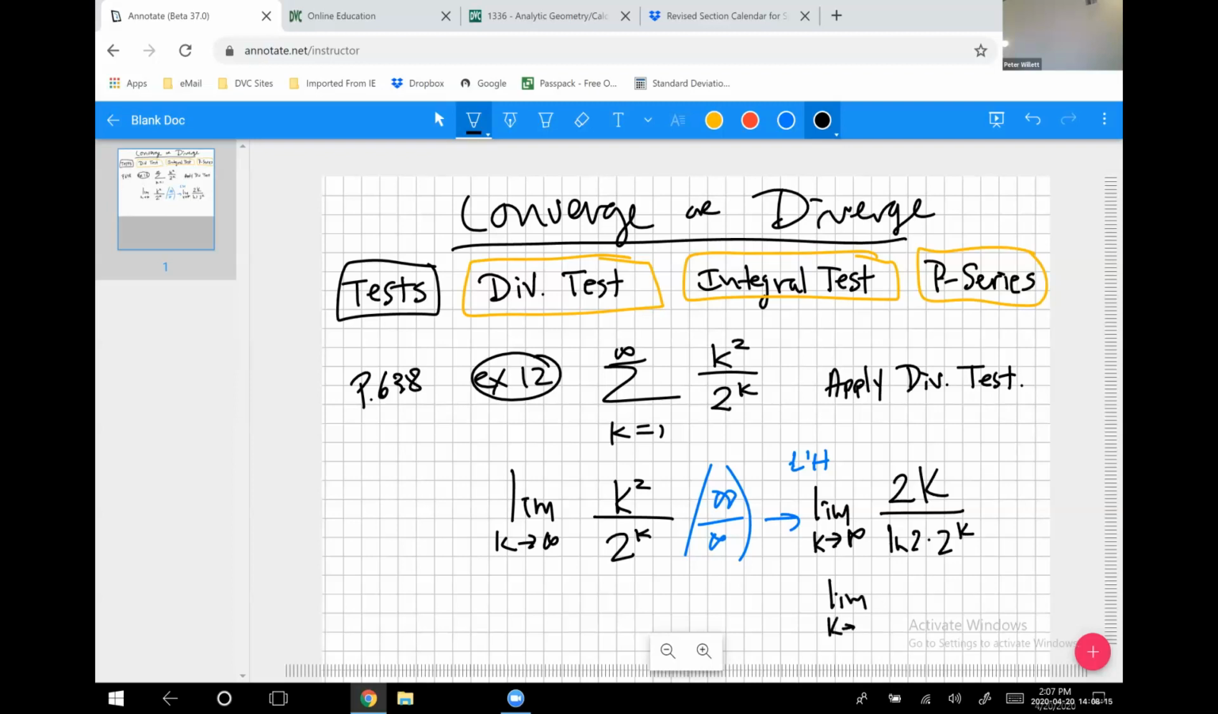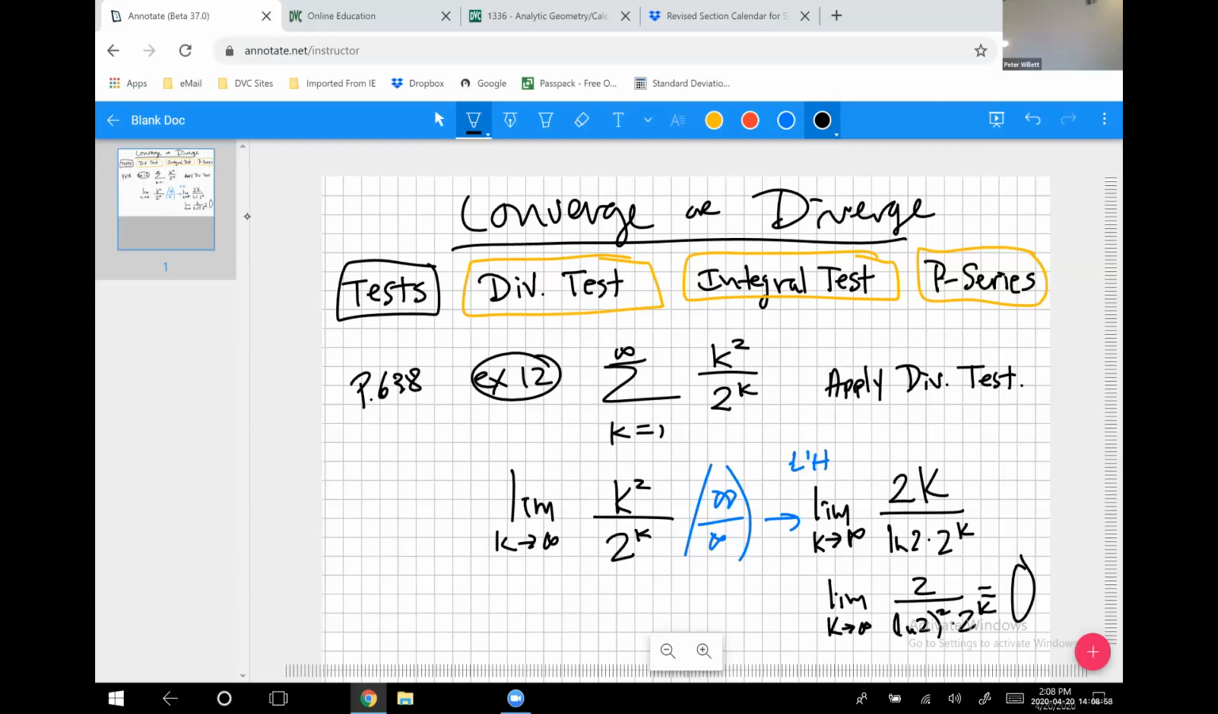And so we still have an infinity over infinity, so we would do it again. And we'd get the limit as k goes to infinity of 2 over ln of 2 squared, still times 2 to the k. So now there's no k in the top and the bottom anymore. So instead of the top going to infinity, only the bottom is going to infinity. And that means that the result is 1 over infinity-ish, or 0. So since the limit of the terms of the series is 0, the divergence test fails to provide us a result, as people have stated, it is inconclusive. So that means we still don't know by the divergence test if this converges or not.